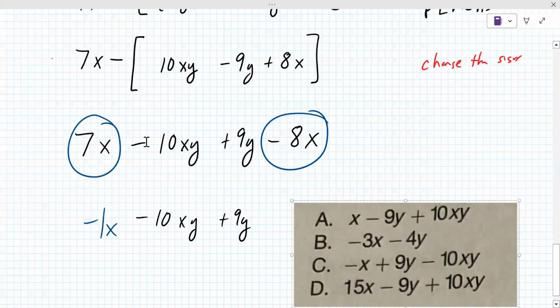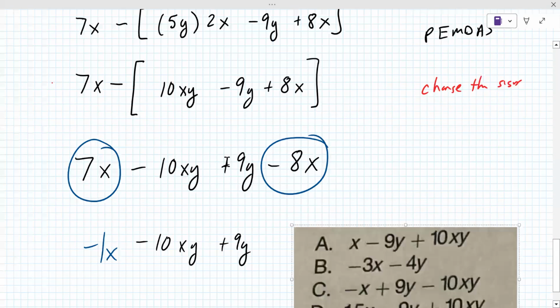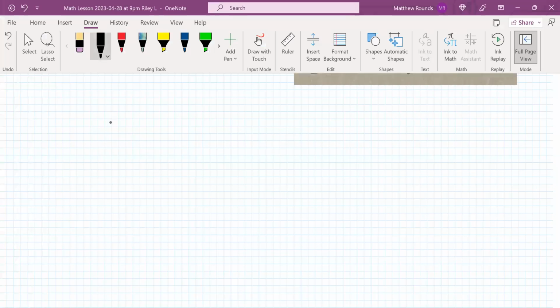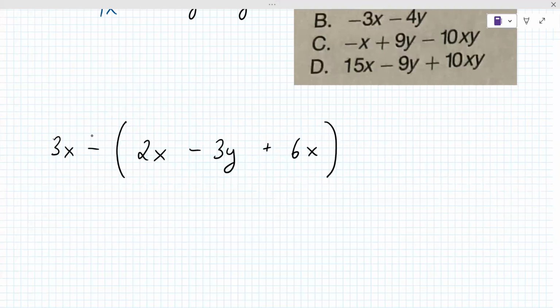Okay, can I give you one like this to do? Maybe a little easier, and then we'll gradually build up to another problem like this. Okay. So here's one for you to try. Let's say it's 3x minus parentheses 2x minus 3y plus 6x. This one's a little bit easier, no multiplication. You've just got to combine like terms inside parentheses here, distribute the negative, and then maybe combine like terms again.